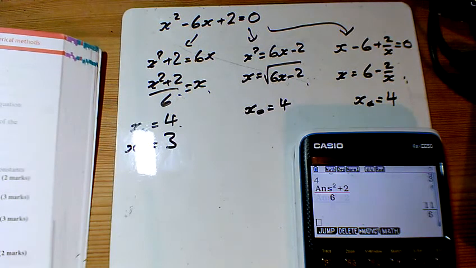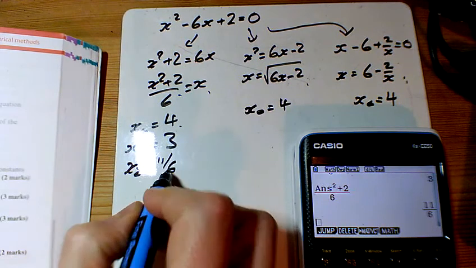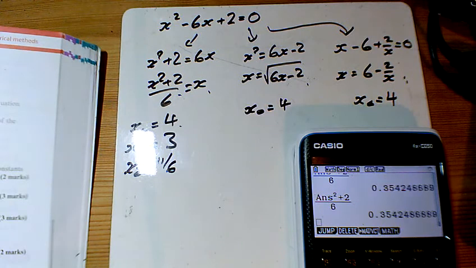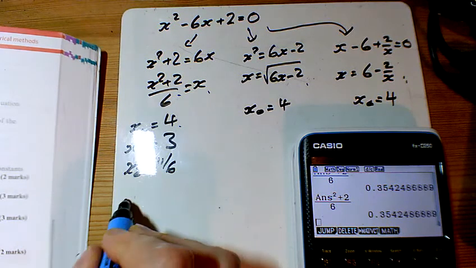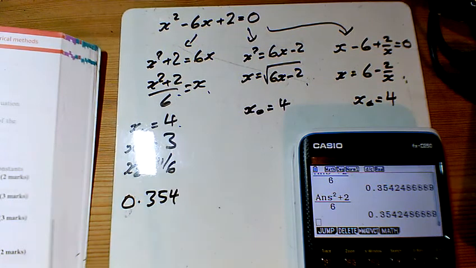x1 is 3. The next one, x2, is 11 over 6. Now, I'm not going to write them all down, but often they ask you for the third or fourth one. I'm just going to keep pushing equals. And as I keep pushing equals, it eventually gets down to 3 decimal places, 0.354.